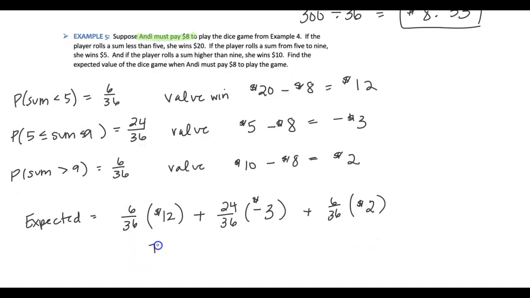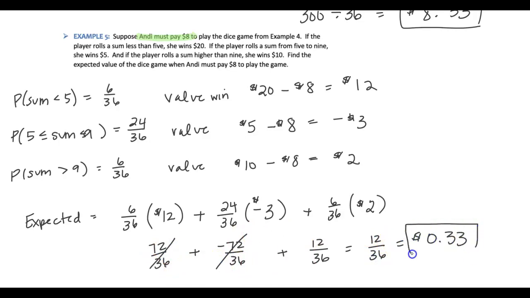Simplifying, we get 72 out of 36. In the middle product, we end up with negative 72 out of 36. And the final one, 12 out of 36, or as an expected value, 33 cents.